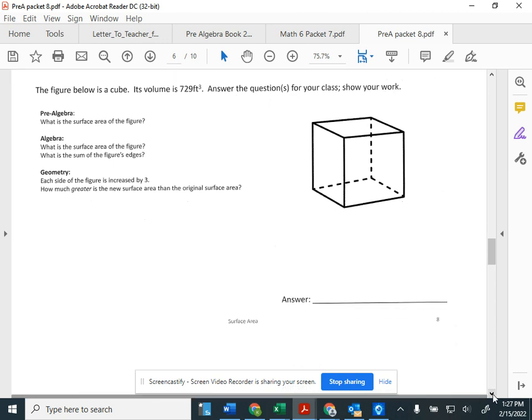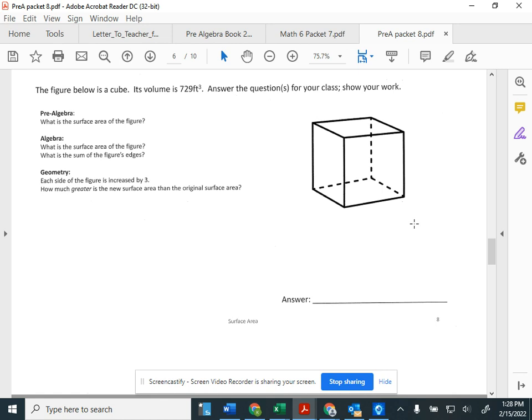Figure below is a cube. Its volume is 729 feet cubed. Answer the questions. What is the surface area of the figure? How can I solve this? If I know the volume is 729, how can I find the surface area? What do we need, Gavin, to find the surface area? What important measurement do we have to make the net figure? No, this one we don't have to make a net.